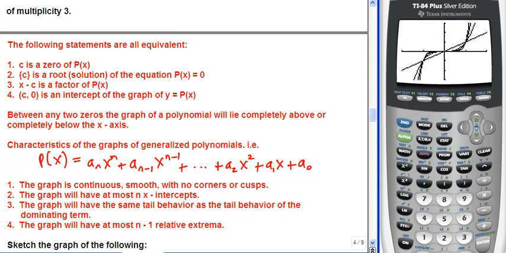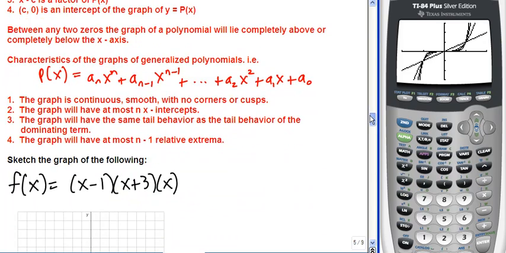Now some other characteristics of polynomials. If you have 2 zeros on the graph of a polynomial, between those 2 zeros, the graph has to lie completely above or completely below the x-axis. So you can't cross again in between those two zeros because you've already found all the zeros of your polynomial.